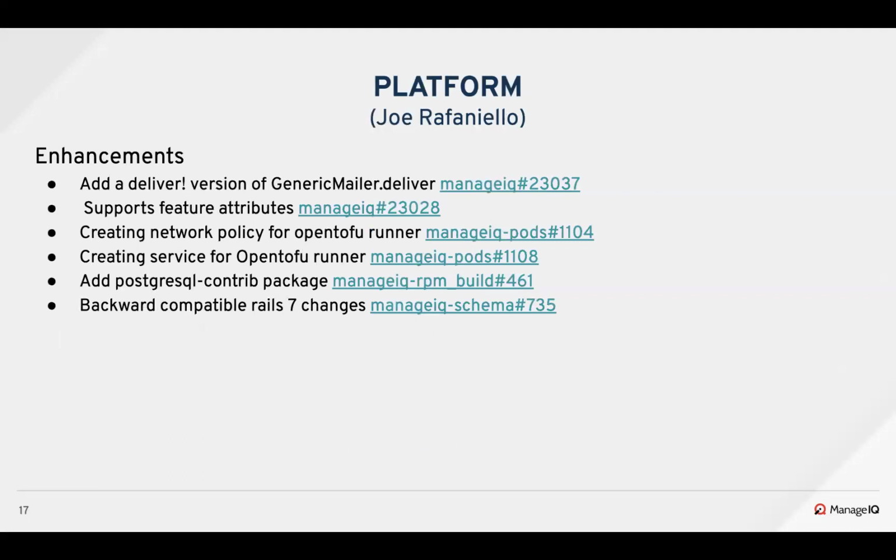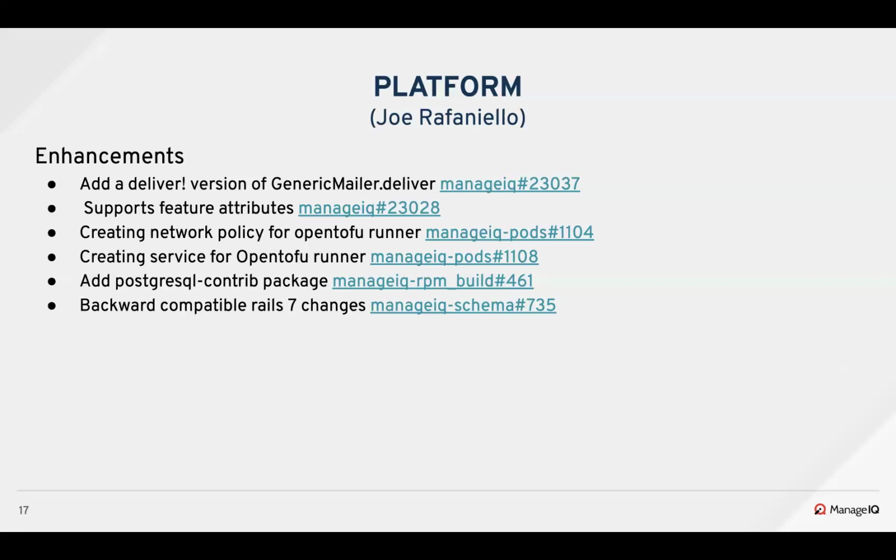For platform enhancements and improvements, Adam added a deliver bang method to raise an error in the event the generic mailer delivery fails. The goal is to bubble this information up to any long-running associated tasks. Keenan added some support attributes features to the VMware template and cloud volume models. Sudhir added an OpenShift network policy for the OpenTofu runner. And Sudhir also added the similar OpenShift service for the OpenTofu runner. Jason added the Postgres contrib package, which is also needed for the OpenTofu runner.